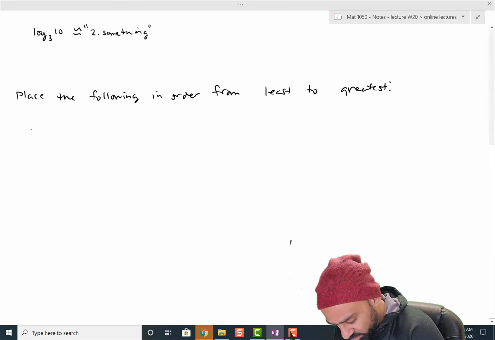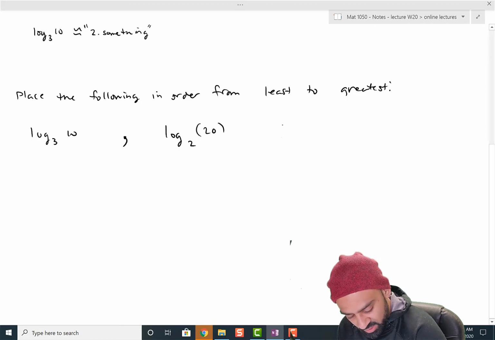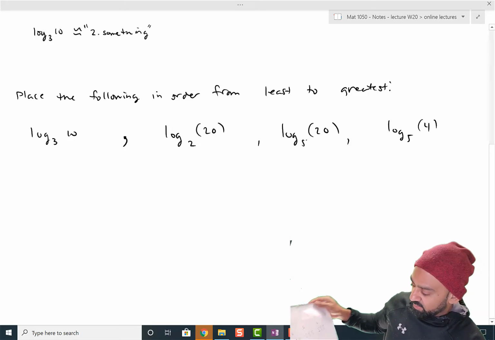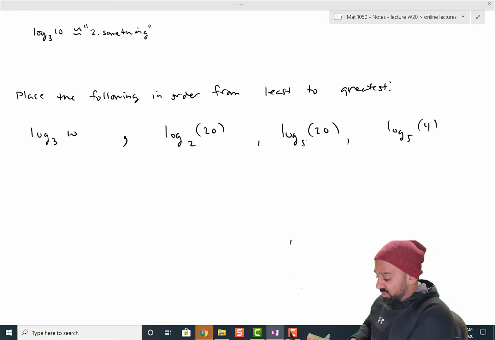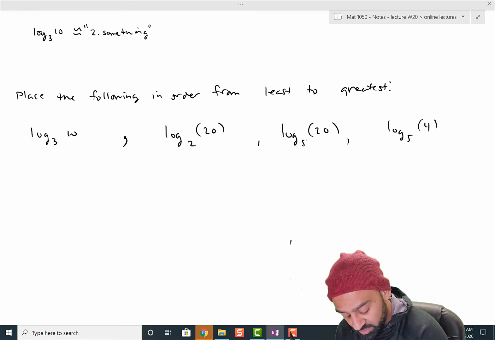The first one is log base 3 of 10. The second one is log base 2 of 20. The third one is log base 5 of 20. And then the fourth one is log base 5 of 4. Okay, so let's take a second and grind through it. Now, again, what are we going to do? We're just going to approximate each one and hopefully arrive at a logical conclusion, because we need to put these in order from least to greatest, all right?